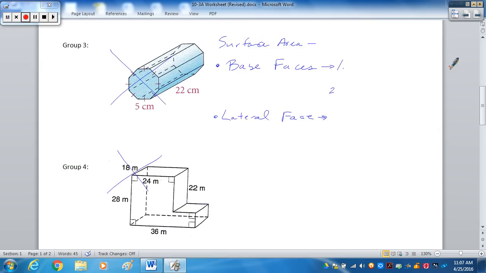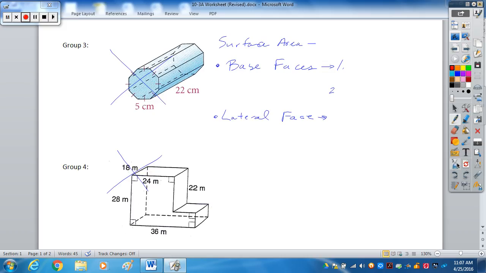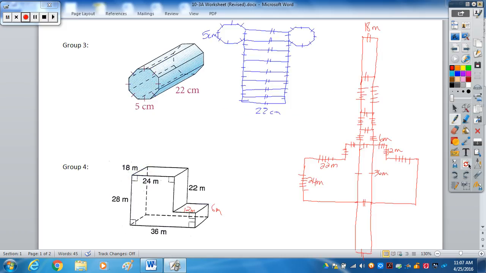Oh. I don't know why that keeps doing that to me. Hopefully I don't lose it one of these times. 1, 2, 3, 4, 5, 6. Oh. Okay, and then the last one is 28 meters. 1, 2, 3, 4, 5, 6, 7, 8.